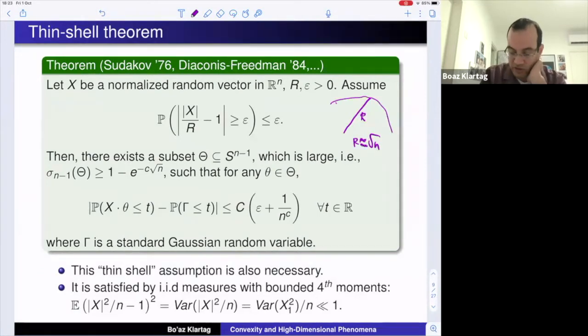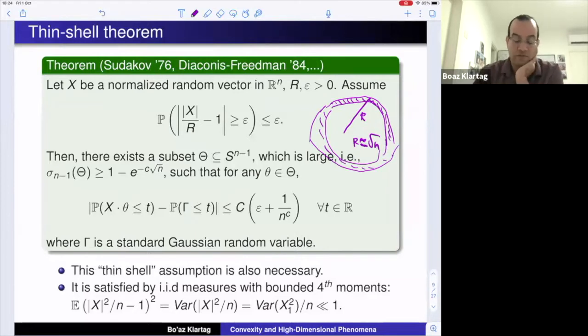Anyway, suppose that there is a radius R, and you know that if you divide the Euclidean norm of X by R, then this is very close to 1. The probability that the Euclidean norm of X over R will deviate from 1 by more than epsilon is less than epsilon. That's the condition. So 1 minus epsilon of the mass is located in this thin spherical shell. That's the main assumption of this theorem.